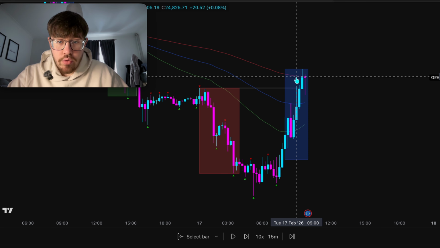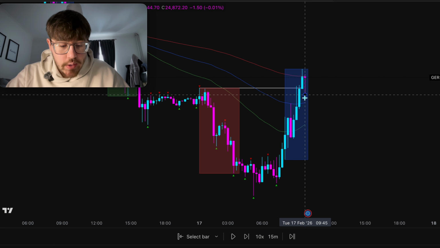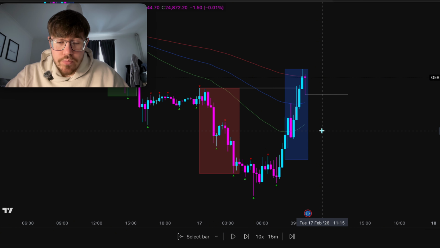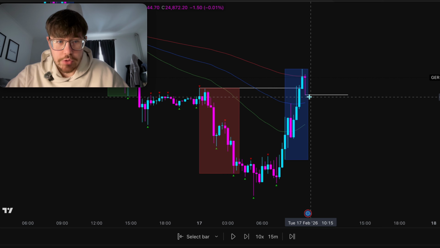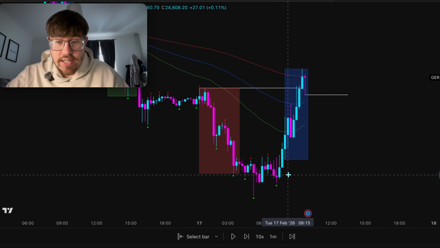So as you can see right here, we swept the Asian kill zone, and we also printed our first bearish candle. Now, what we then do is wait for this break on the bearish candle with a sell limit set just below it, and our stops at the high.